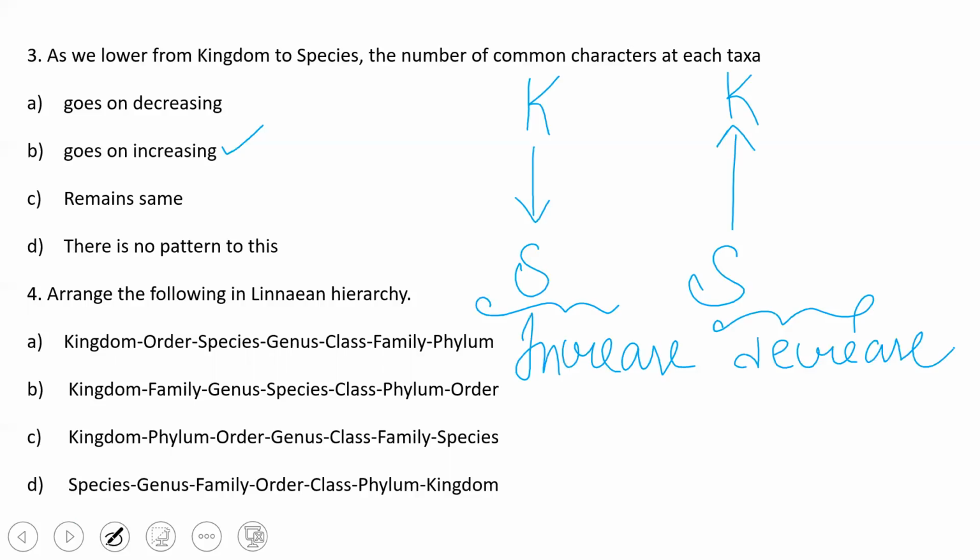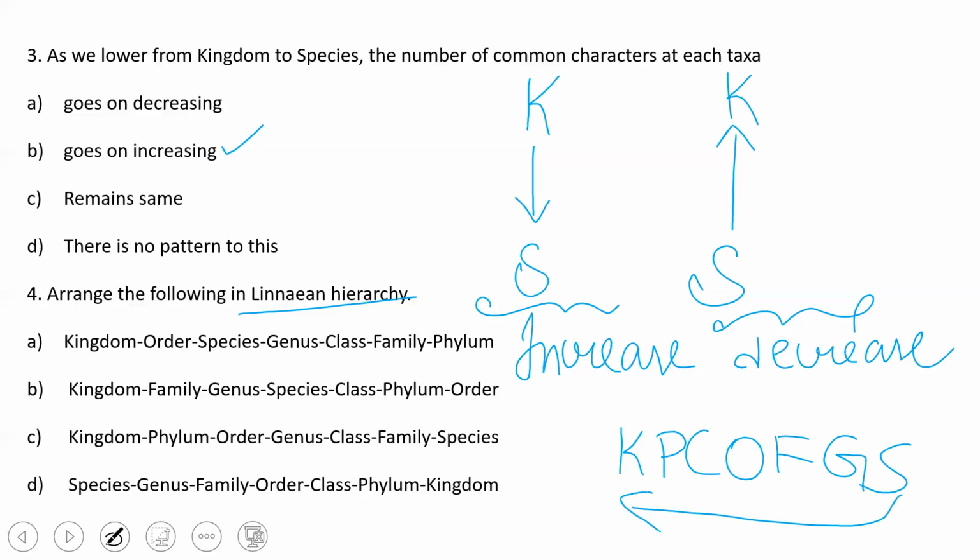Right? Next question. Arrange the following in linear hierarchy. We need to arrange them according to the formula, which is KPCOFGS. So here they have asked to arrange in a linear hierarchy. You know that the linear hierarchy goes from the species to kingdom, that is in the ascending order. So here the option will be starting from species up to the kingdom. The option remains 4. The fourth one is the correct option for question number 4. Let's move on to the next question.